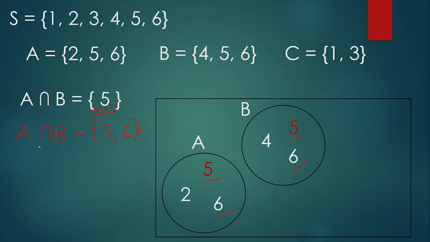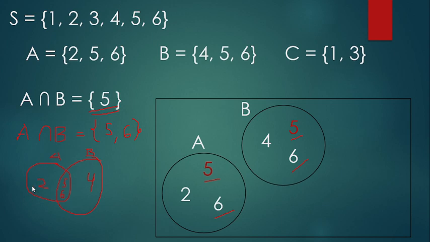Alright, so in conclusion, if you have set A on your left side, they share something similar together, and that is 5 and 6. Okay po? And this is the 2. And this is the 4. Alright po? Gets? So this is for the intersection.